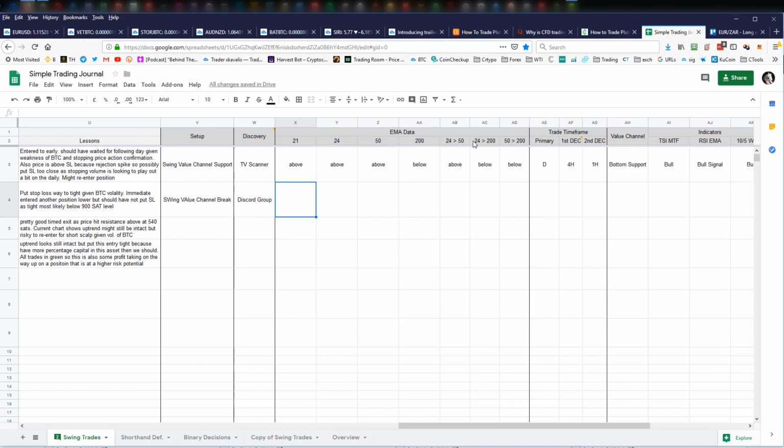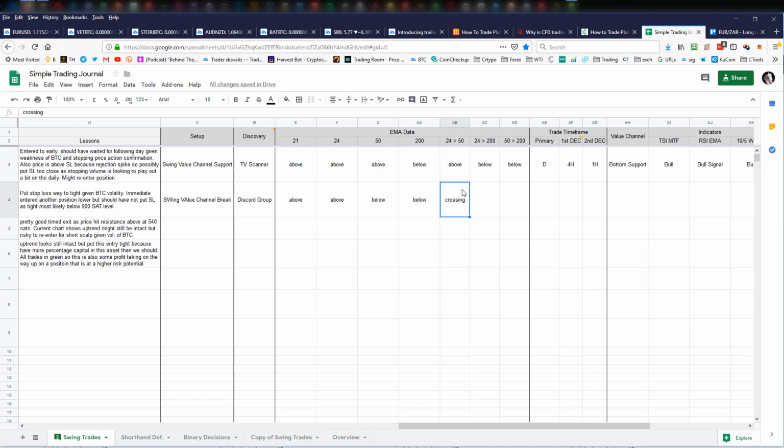Now here on the EMAs, what I'm really saying is that this is how you would track this. Is price above the 21 EMA? It's above. Is it above the 24? Above. Is it below the 50? It's below. Is it above the 200? It's below. And then here, these ones are EMA crosses. So is the 24 above the 50? It's above. Another way that you could do this is crossing.